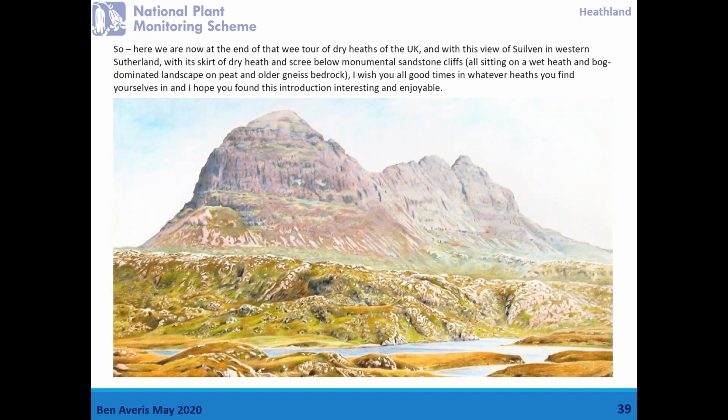Sorry, Ben, there was just one question. It was asked, I do believe, before you covered this, but just in case it was missed. It's asking, do heaths appear across the whole of the United Kingdom, and can they occur at low and high altitudes? Heaths in general, does that habitat occur across the whole of the United Kingdom, and can they occur at low and high altitudes?